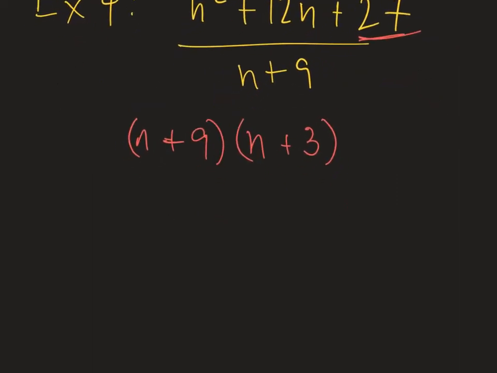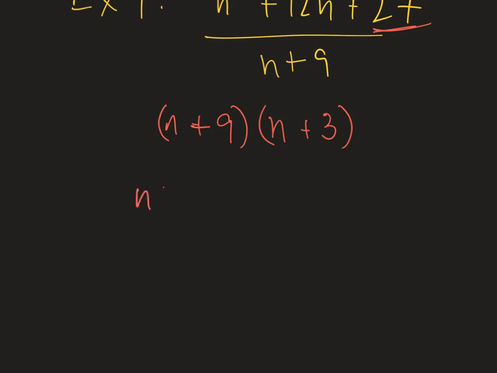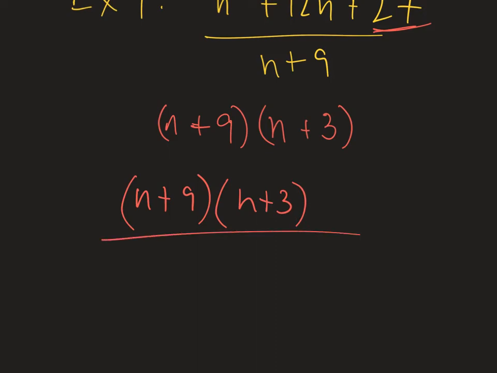So when you factor the top, you're going to get n plus 9, n plus 3, over n plus 9. The two terms that are the same, you can cancel them out. So you're left with n plus 3.